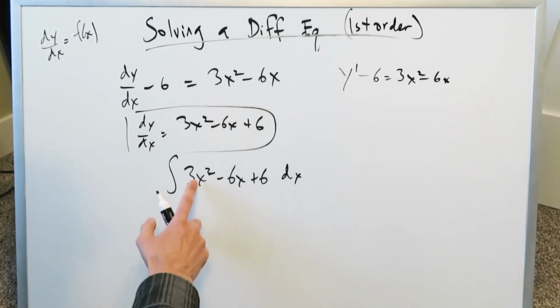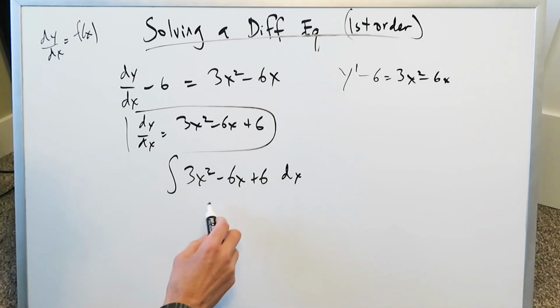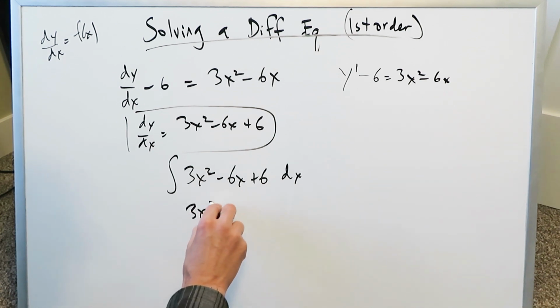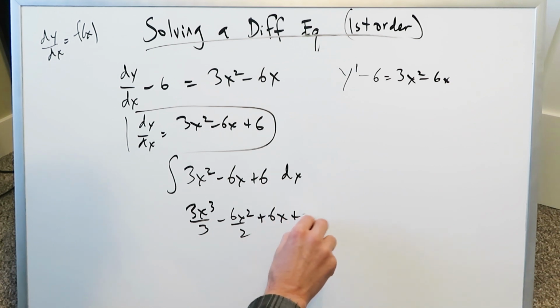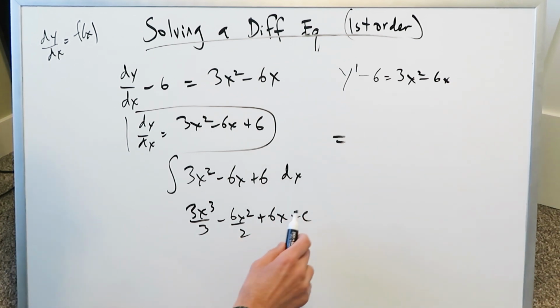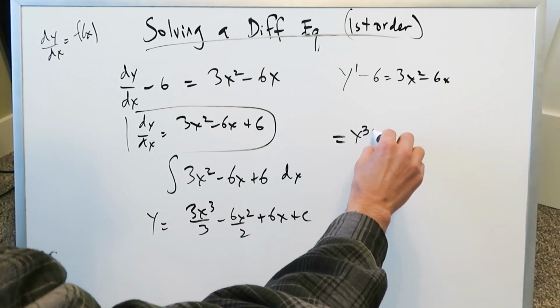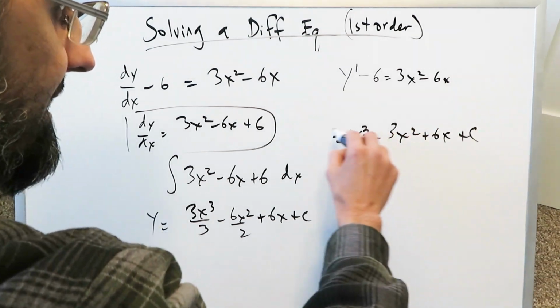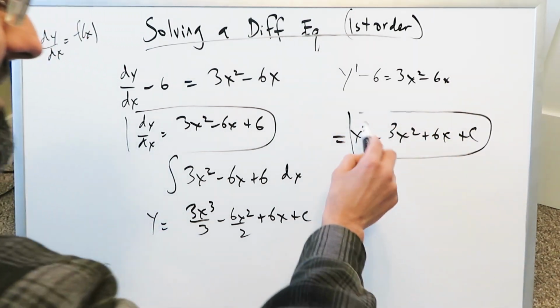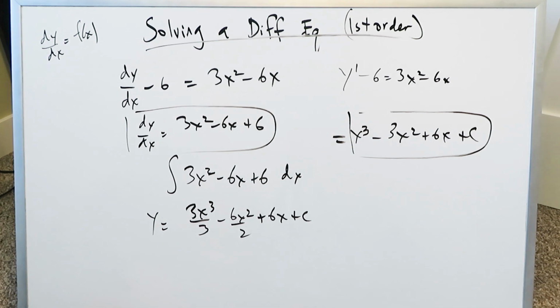When you're integrating this, what are you getting? You use the polynomial integration here. You're getting 3x cubed over 3 minus 6x squared over 2 plus 6x plus c. After you've simplified it, y is equal to x cubed minus 3x squared plus 6x plus c, and this right here is your answer. This is the function for which this differential equation is true.